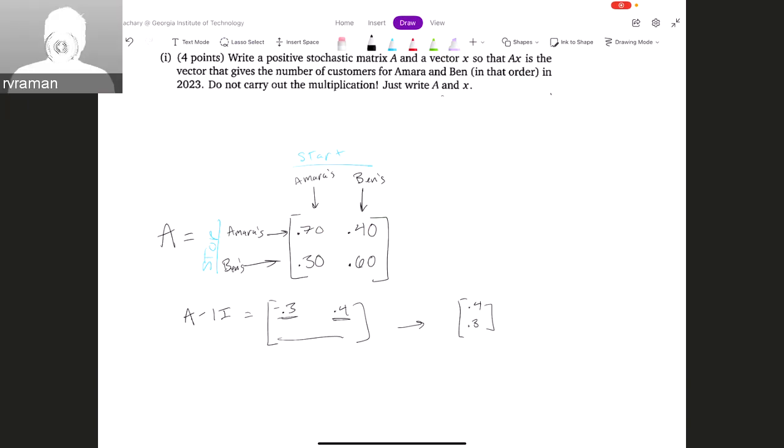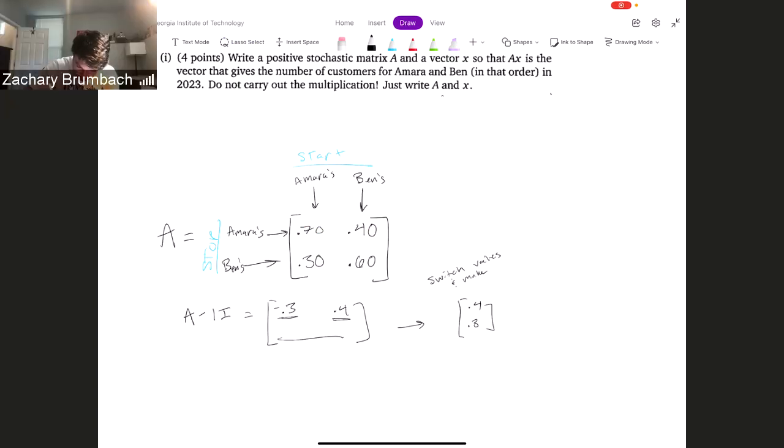Yeah. So switch values and make one negative. And when I say switch, I mean this is on the right or the second column. This goes to the first entry in the eigenvector.